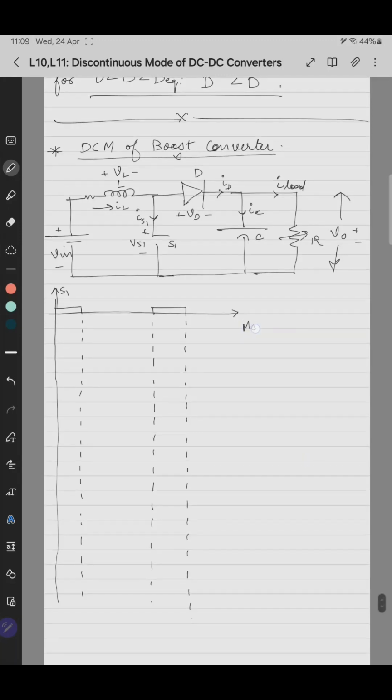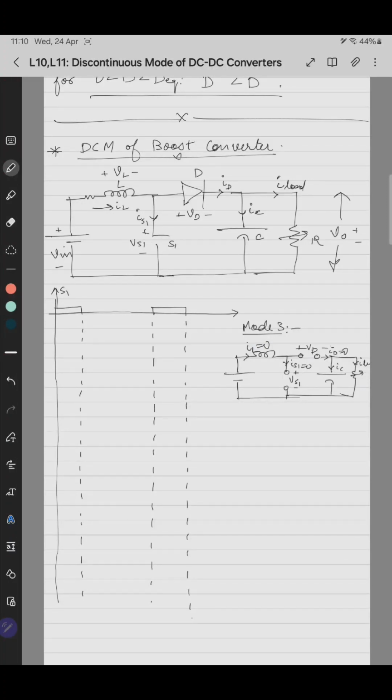So the circuit diagram for mode 3 I will draw here. Mode 3 is like both of them are open. This is the inductor, this switch is open, and this is open, and this is the load. So in this case, this is VS1 and this is VD. IS1 is 0 and ID equals to 0. In that case, what happens? IC equals to minus ILoad, and this is IL. What is IL? IL is 0 in that case.